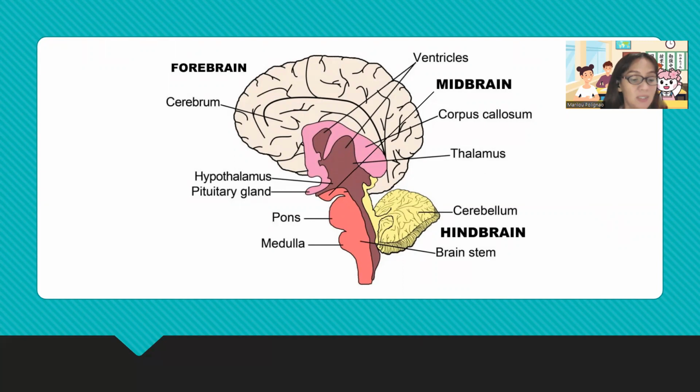Okay? It plays a central role in maintaining life regulation: breathing, heart, movement, body temperature, and blood circulation. So, itong si brain stem, ang trabaho niya ay body temperature and blood circulation, etc. And siya po nag-maintain ng life regulations, breathing, heart, and movement. Okay? So, naintindihan na po, guys.